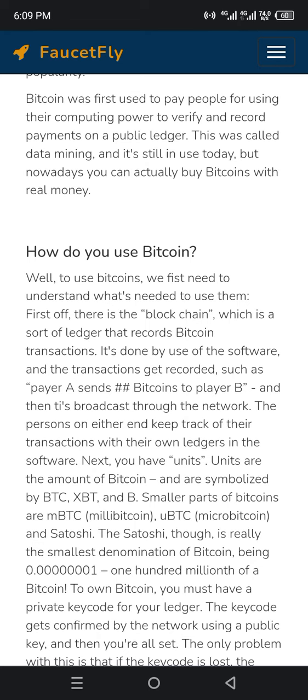So these are the places you can get Bitcoin from.